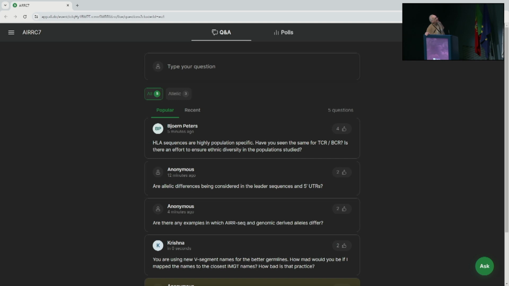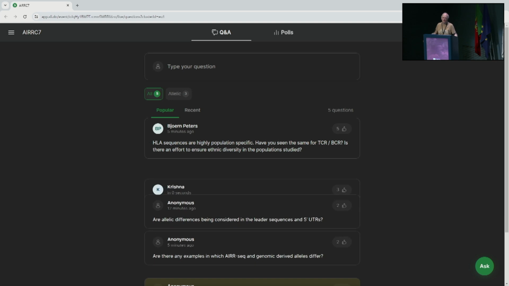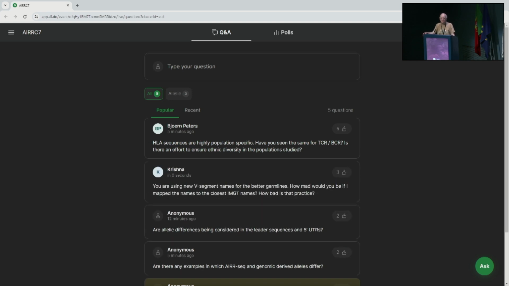Are allelic differences being considered? Are there any examples in which AIRR-C and genomic-derived alleles differ? Well, we're putting together genomic and AIRR-C inference data for around 180 rhesus macaques in IGH and light chains as well. And we are identifying differences.